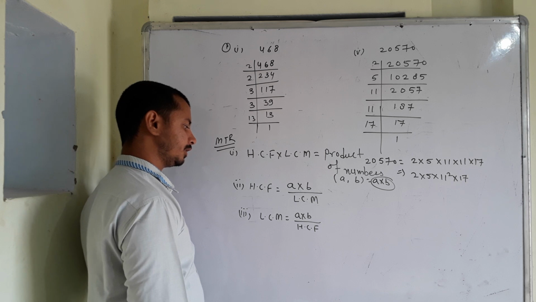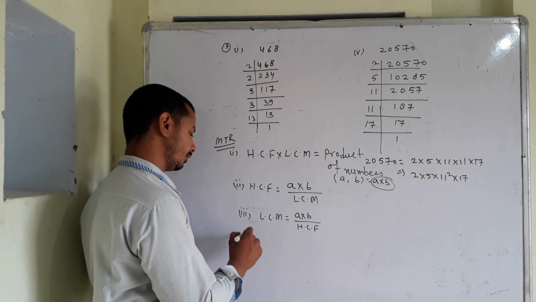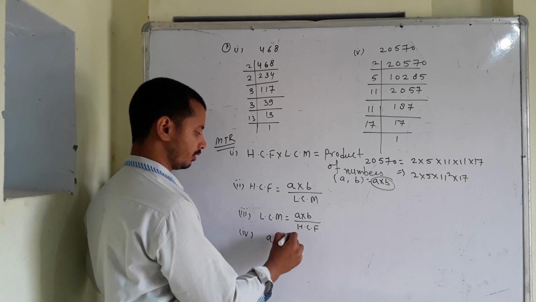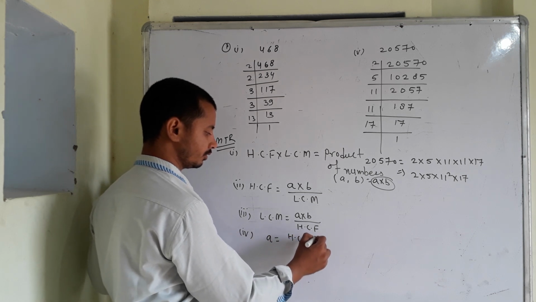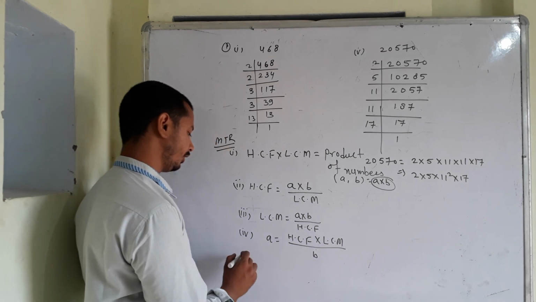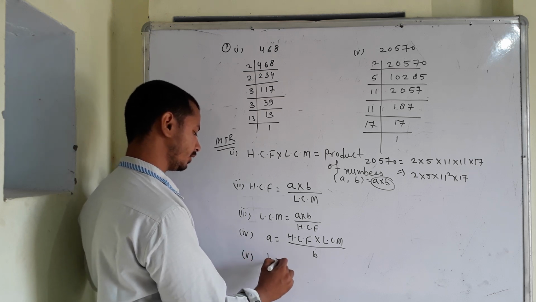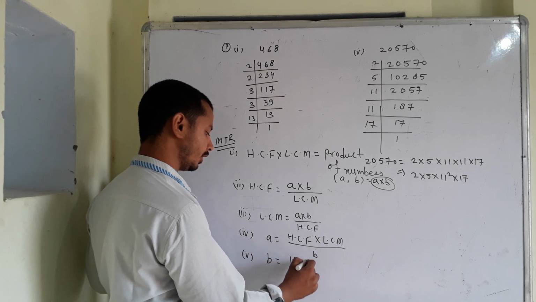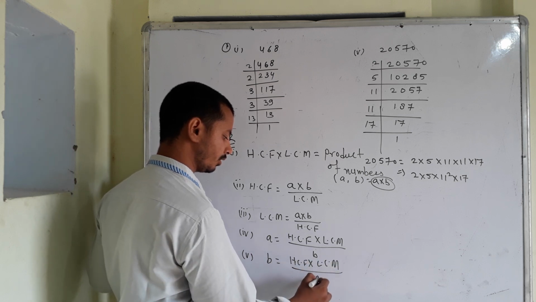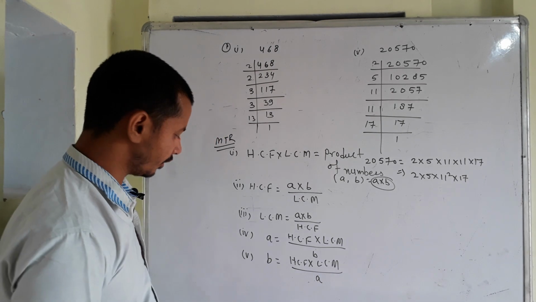Okay, and the same procedure applies on the numbers one by one. Then we find the value of A equals HCF multiply LCM divide by B. When we do not have the value of B, then we find B by the relation B equals HCF multiply LCM divide by A. Note the MTR and continue the question.